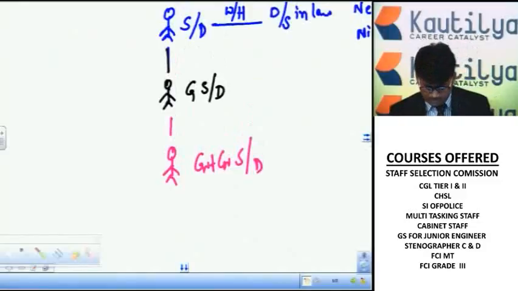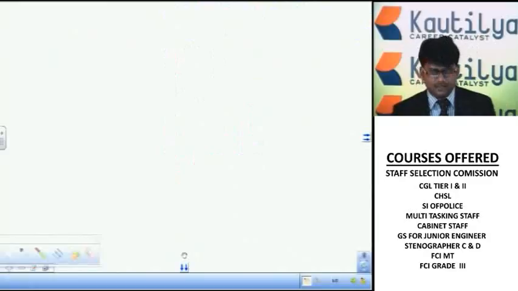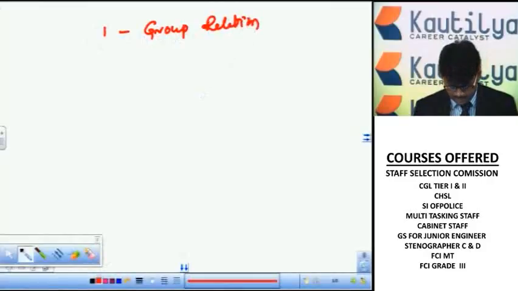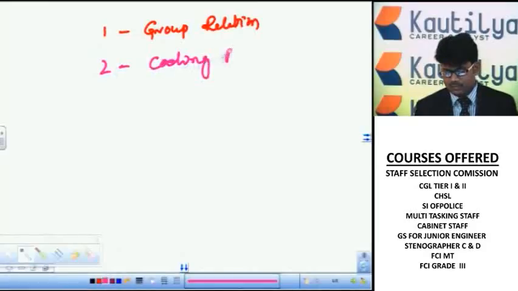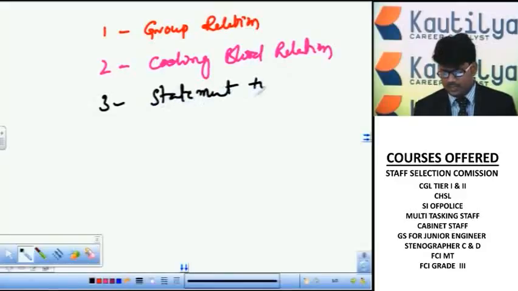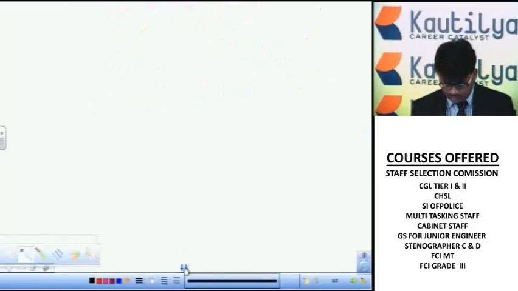Then the problems of blood relations are of three types. First one is group relation. The second one is coding blood relation. Third one is statement type blood relation. First we are going to discuss group blood relation.